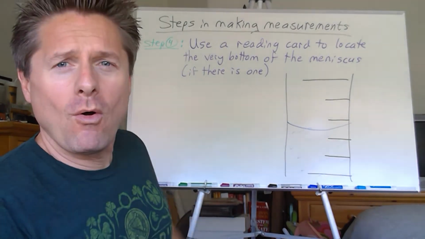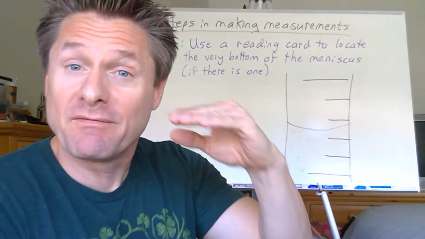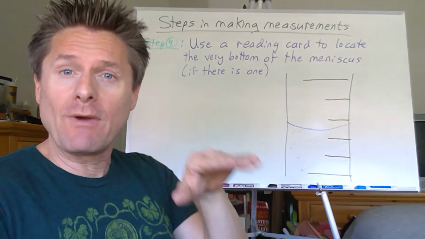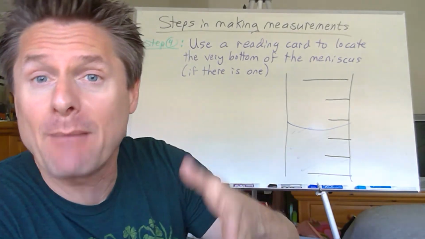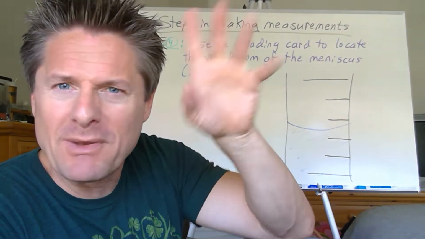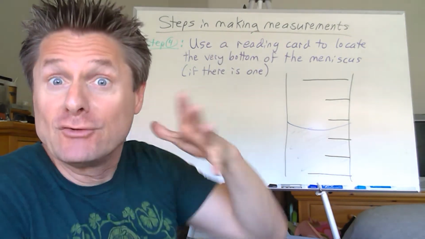Step number 4. Now we've specified, we haven't located it yet, where our reference point is that we're going to be reading it to. Now, like I said, if you're measuring a length or using a thermometer or something, that's easy. There's no meniscus on it. You're off to the races. So you don't need to worry about step 4 if you don't have a meniscus.